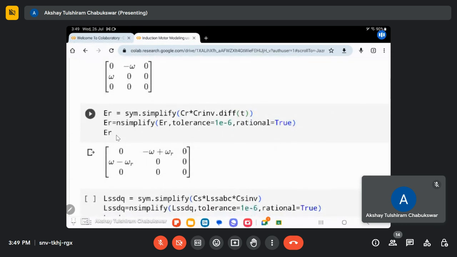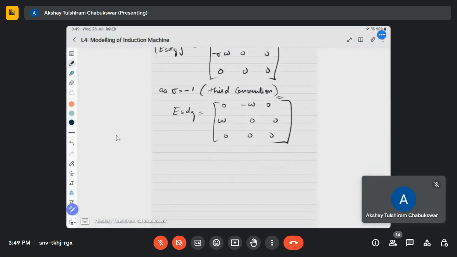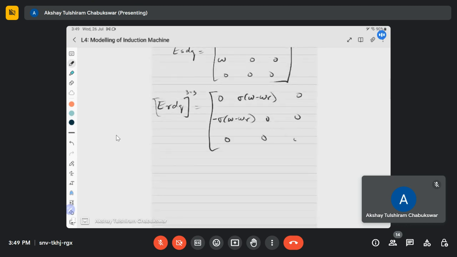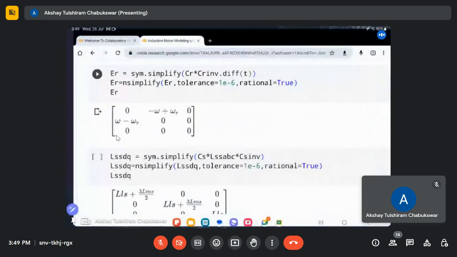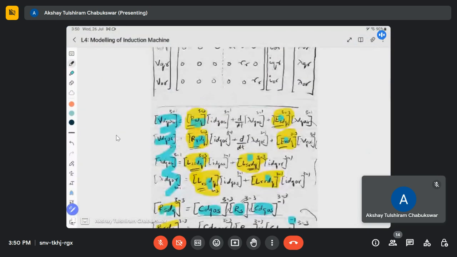What is ER? ER is CR into d by dt of CR inverse. And what is the value of it? You can see here. I'll write here ER in dq, 3 cross 3: 0, sigma into omega minus omega r, 0; minus sigma of omega minus omega r, 0, 0; 0, 0, 0. So you substitute the value of sigma, you will get the answer. So we have found all the matrices of the voltage terms, the voltage equation.